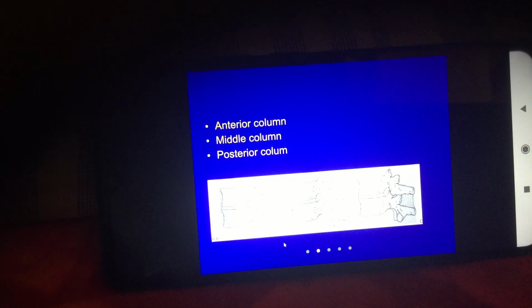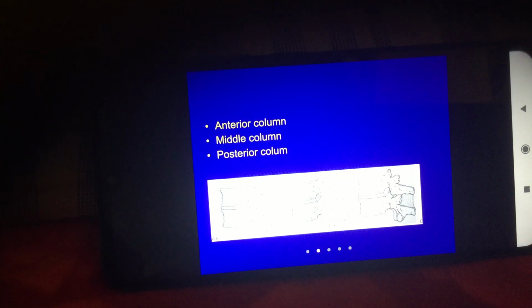And the spine has been divided into three columns: anterior column, middle column, and posterior column. The anterior column consists of the anterior half of the vertebral body, the anterior half of the disc, and the anterior longitudinal ligament. These three structures are in the anterior column. In the middle column, there is the posterior half of the body, the posterior half of the disc, and the posterior longitudinal ligament. These are in the middle column.